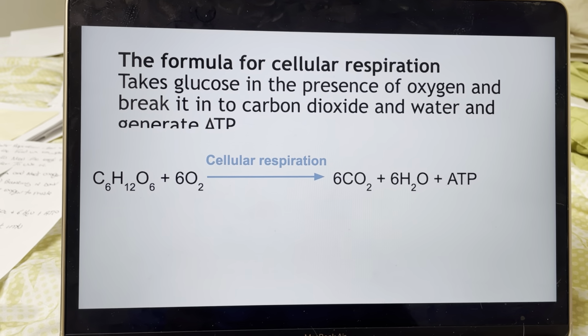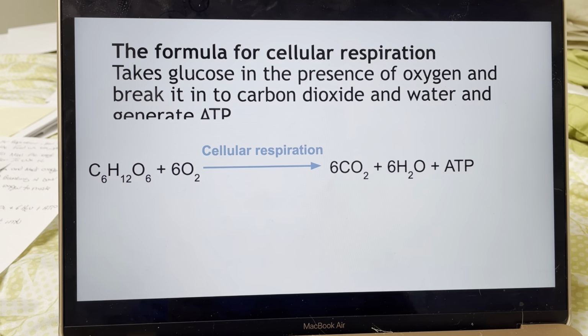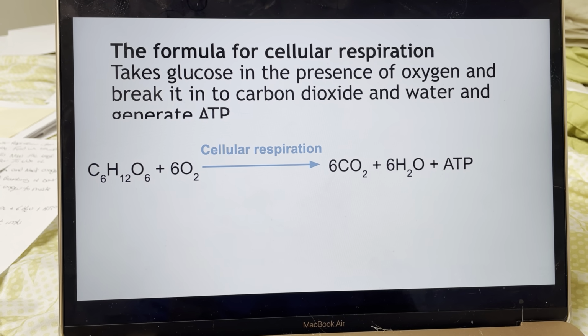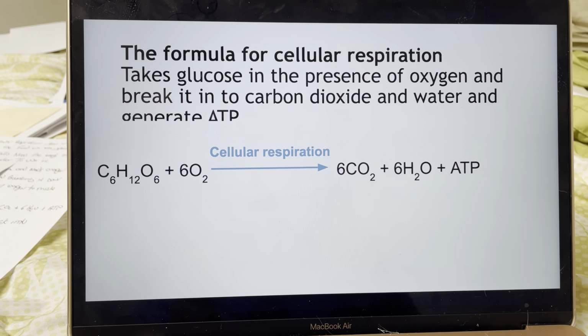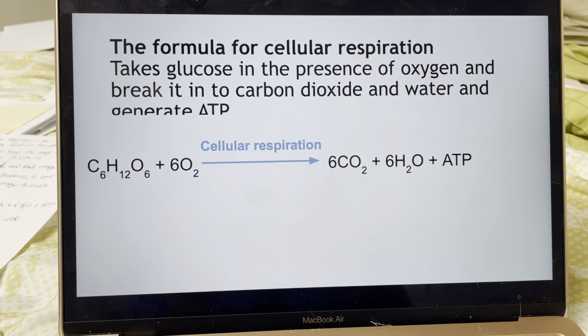Here's the formula of what cellular respiration is. It's going to take the glucose that we've eaten, and in the presence of oxygen, it breaks it into carbon dioxide and water to form ATP.